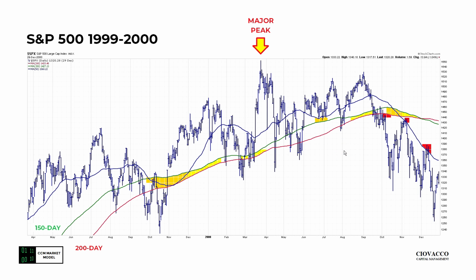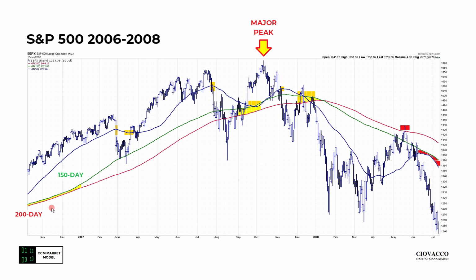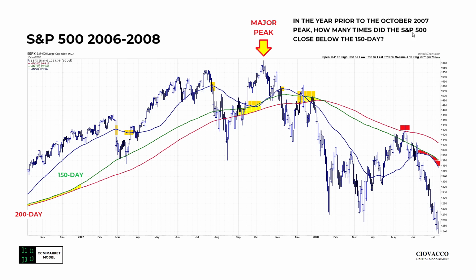Let's go back to the 2006 to 2008 chart that we reviewed previously, but this time let's ask a question, and let's answer it as well. In the year prior to the October 2007 peak, how many times did the S&P 500 close below the 150-day moving average, which is shown in green? So if we're looking backwards 1 year from this peak, the answer is 26 times. And most of them occur in this area here where my cursor's moving around.